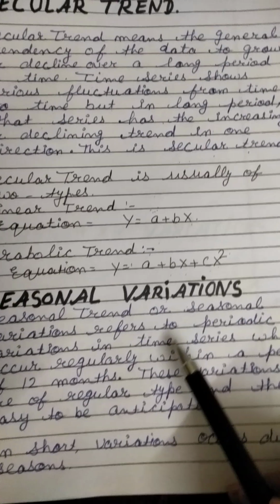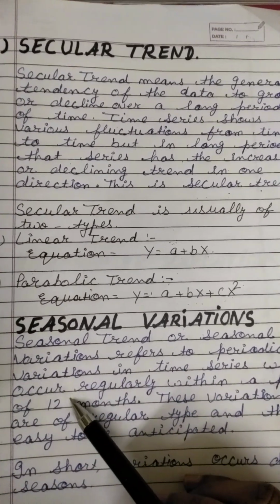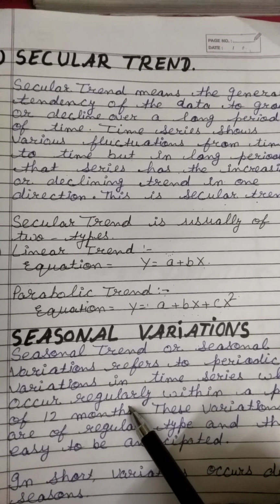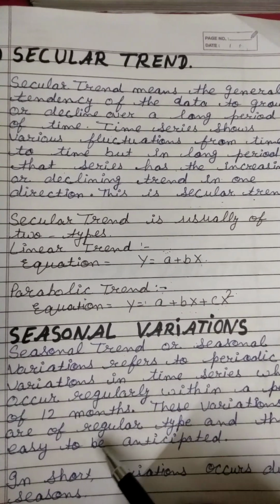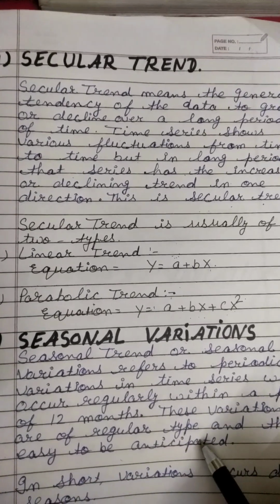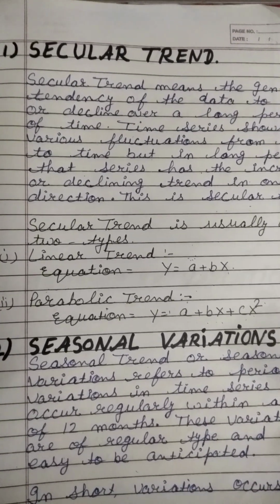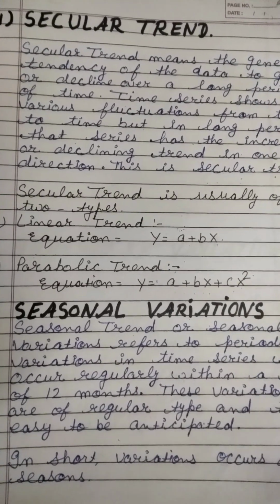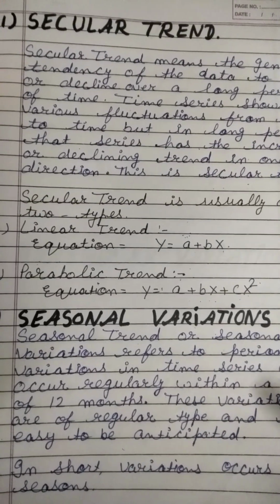Seasonal trend refers to periodic variations in time series which occur regularly within a period of 12 months. As you know, these variations are of regular type and these are easy to be anticipated. ठीक है, कि इनको हम anticipate ईजिली कर सकते हैं, क्योंकि सीजन है, 1 ईयर में 12 मंथ्स हैं और 12 मंथ्स ही सीजन्स में डिवाइडेड हैं. तो these variations are seasonal variations.